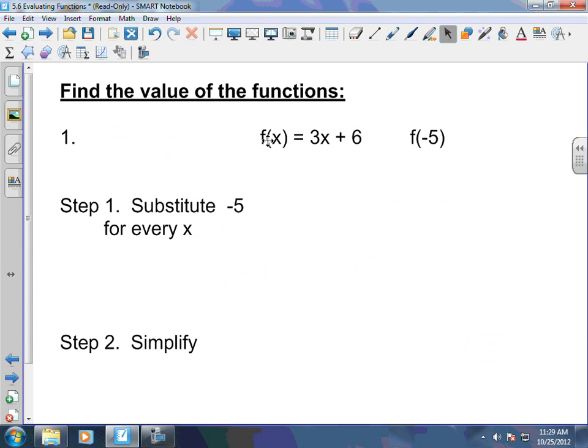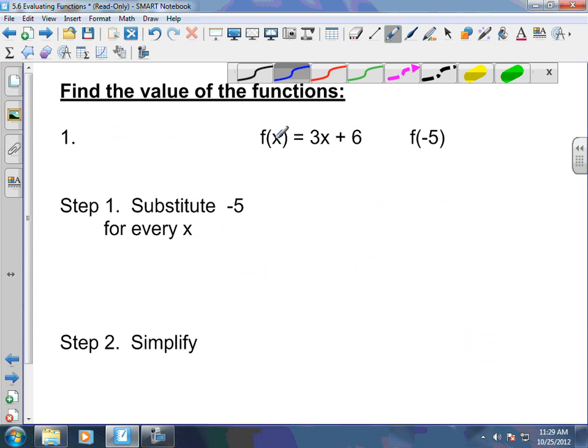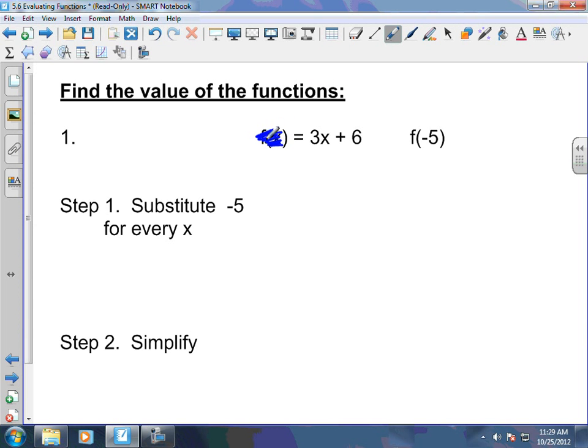So, if f of x really means y, I could, if you want, just cross that out and put y. If you want to do that, you can. It means the same thing.